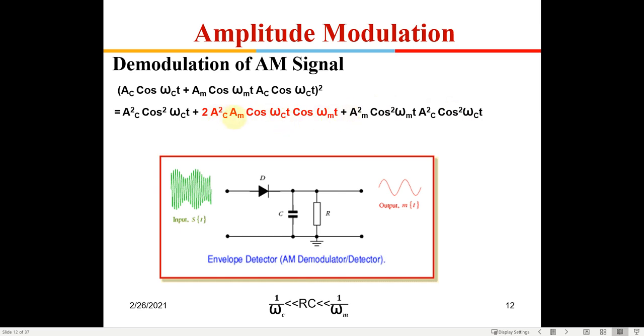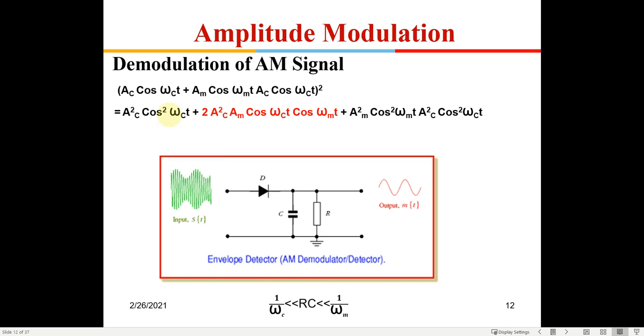It is A square C Am cos omega ct and cos omega mt, right? Okay, there has to be a square here, 2ab, so there has to be a square here. I missed it out. There has to be a cos square omega ct. That cos square omega ct I can write as 1 plus cos 2 omega ct. So that one, along with this cos omega mt, will generate a baseband signal here. If you pass it through a low pass filter, you will get cos omega mt.